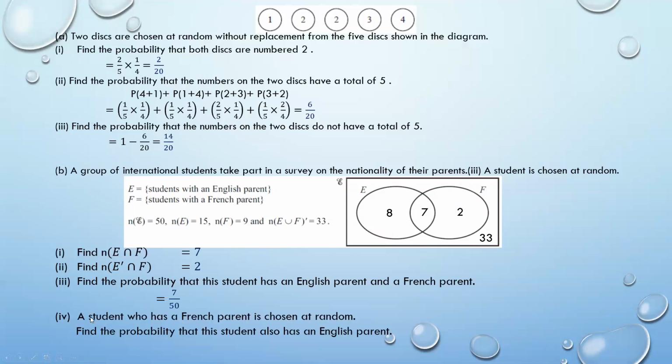Okay, next. A student who has a French parent already. So it's basically considering F only. You don't care about 8 and 33 anymore. So that means you only consider this 9. As you can see, the answer is 9. But then it says the student also has an English parent. So it means 7 out of 9. Okay. Next.